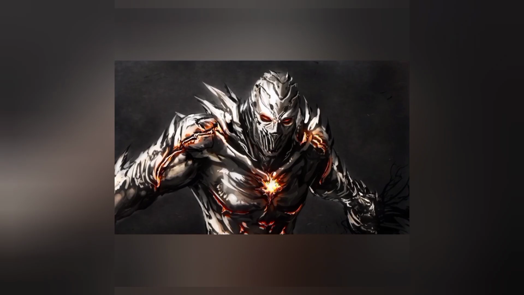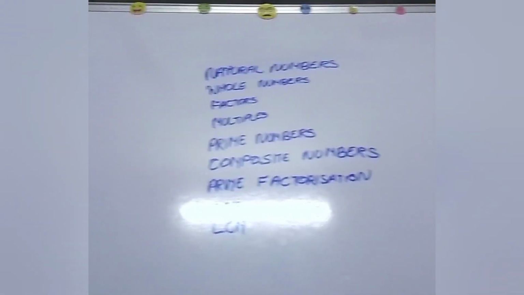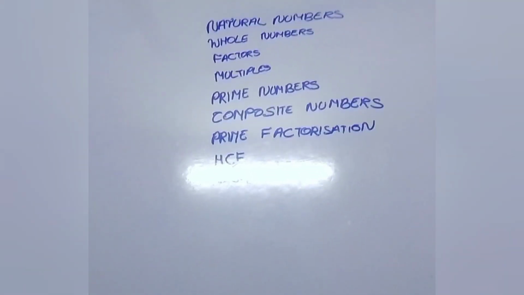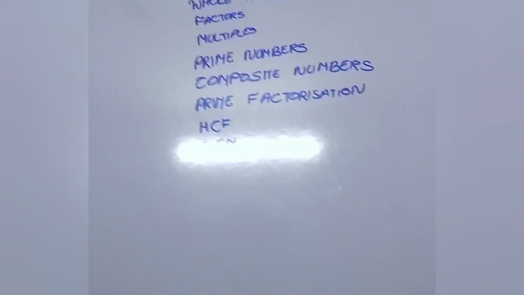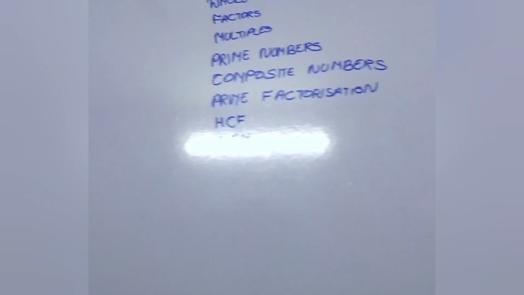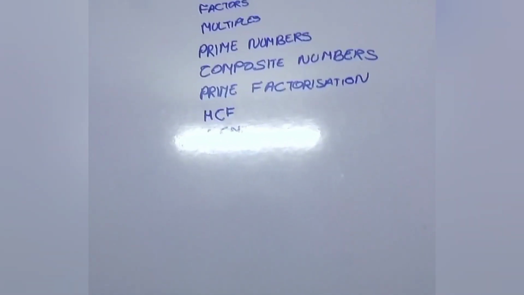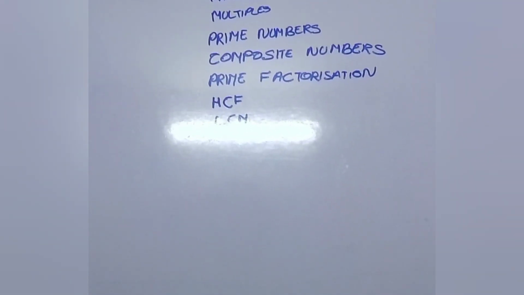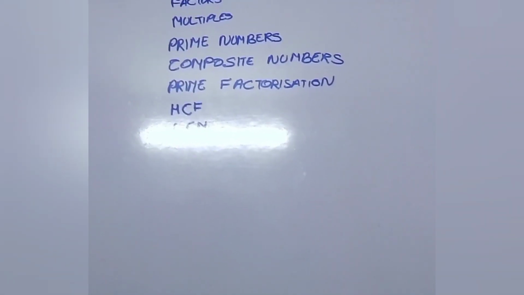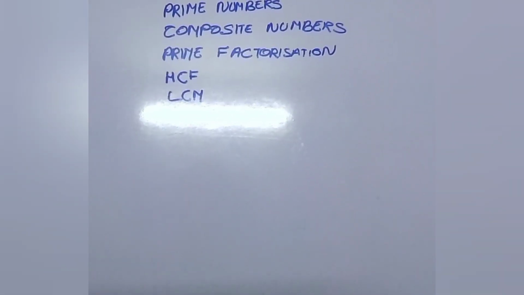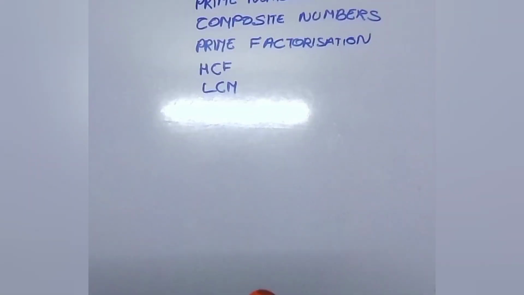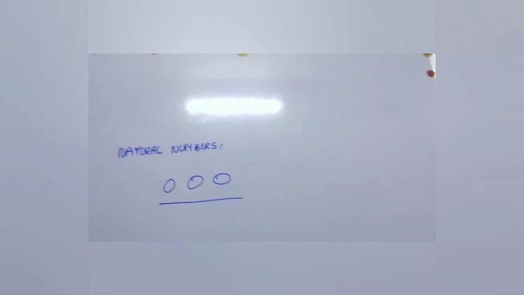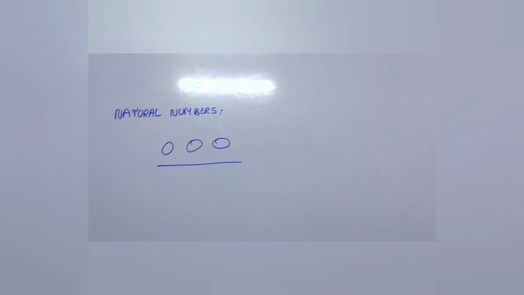Yo, what's up, bro? In this video we'll be seeing natural numbers, whole numbers, factors, multiples, prime numbers, composite numbers, prime factorization, HCF and LCM. All these are based on chapter 2 of the class 6 CBSE mathematics book. And if you are learning this lesson and have some troubles, just watch this video. So let's just begin with natural numbers.